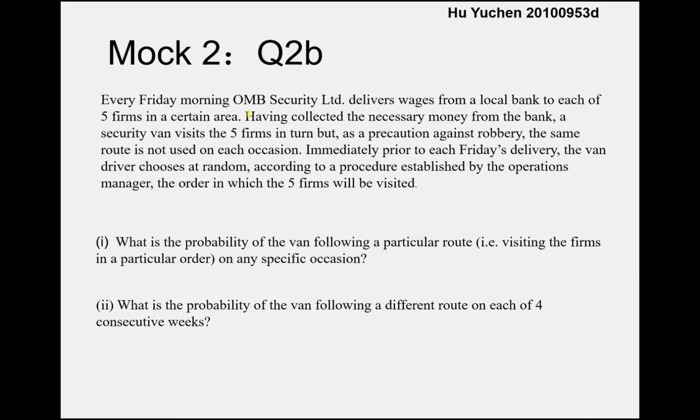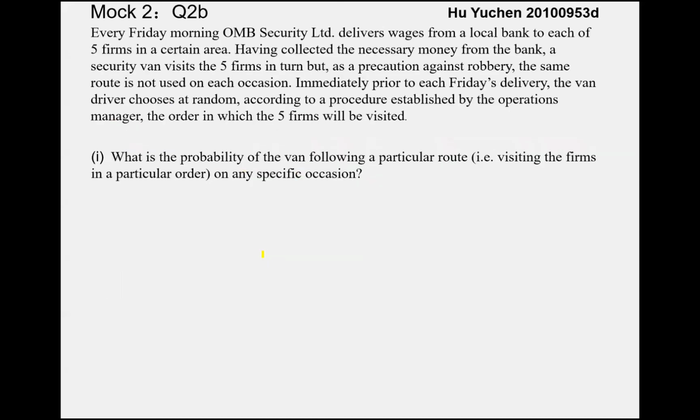So, what can we get from the topic? There are 5 firms, and the van visits the 5 firms in turn, and the same route is not used on each occasion. And the van driver will choose at random, and they will visit all 5 firms. So let's look at question 1. What is the probability of the van following a particular route on any specific occasion?